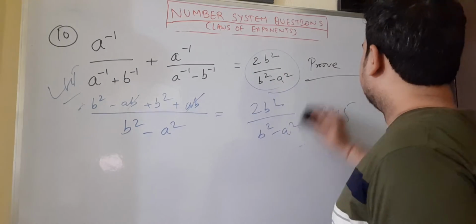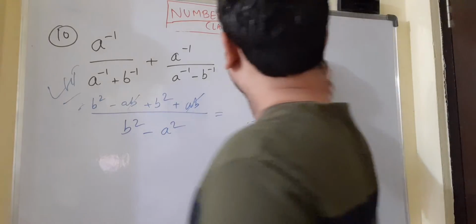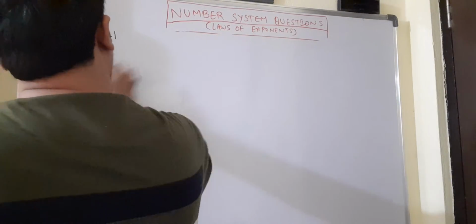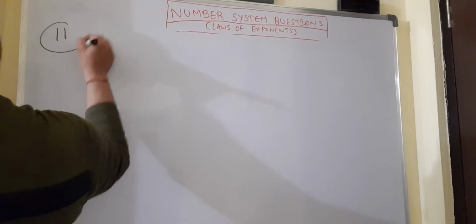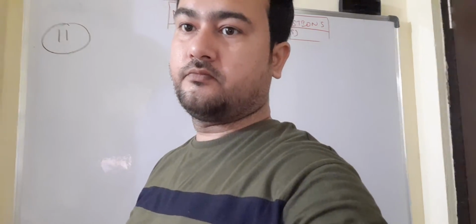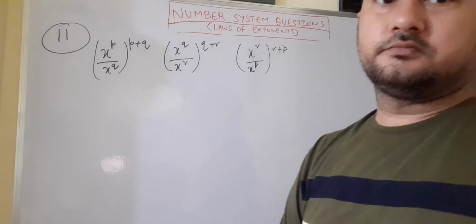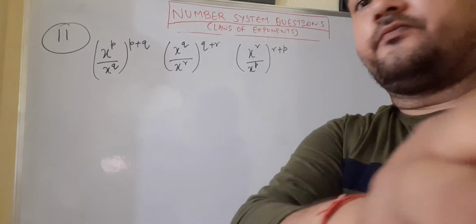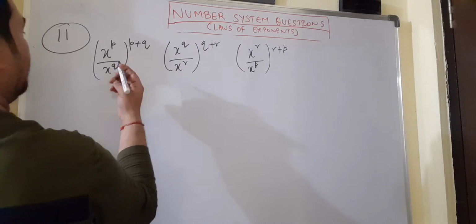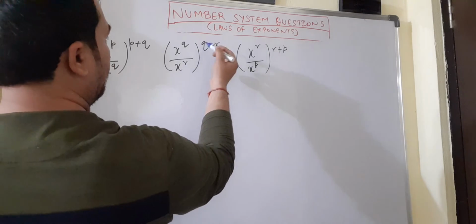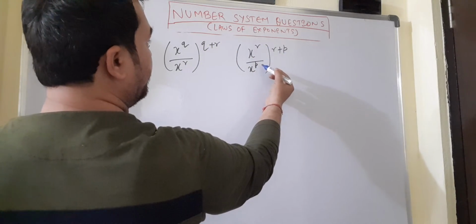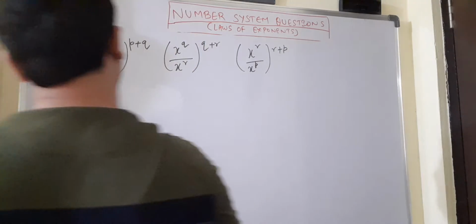What we will do next, we will move on to the next question, question number 11. This is your question number 11. It says: (x to the power p by x to the power q) to the power p plus q, times (x to the power q by x to the power r) to the power q plus r, times (x to the power r by x to the power p) to the power r plus p.